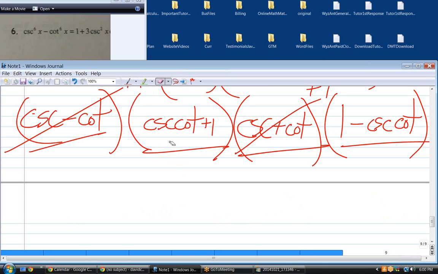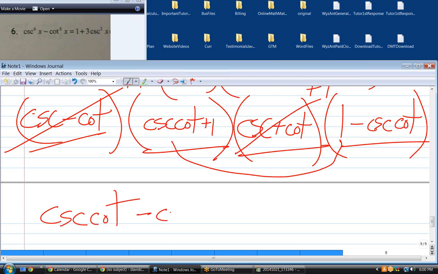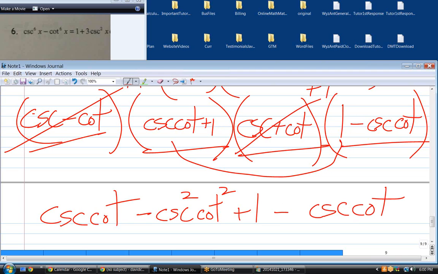All right. This times that is cosecant cotangent. That times this is minus cosecant squared cotangent squared. This times that is plus 1. I didn't do that correctly the first time. And then this times that is minus cosecant cotangent. So there's a cosecant cotangent minus a cosecant cotangent.